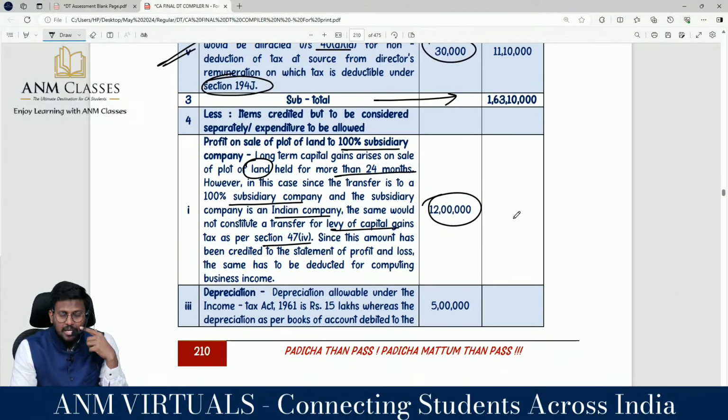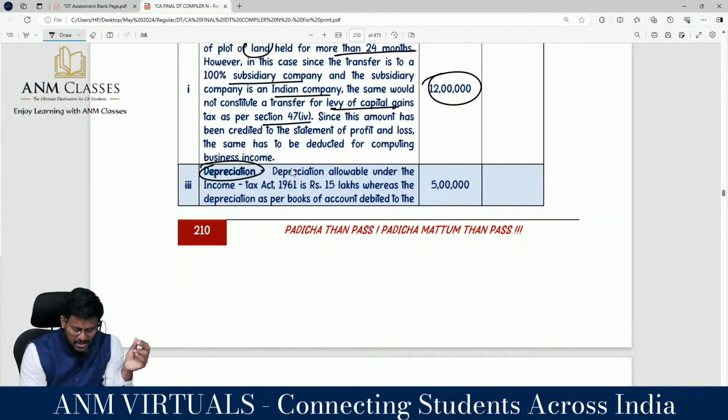Less: sir, you have sold one land which is a capital gain income, so it has to be removed while calculating PGBP and you have to show it as capital gain, but this has not been regarded as a transfer. So minus how many lakh? 12 lakh. Depreciation as per the income tax rules, how many lakh?